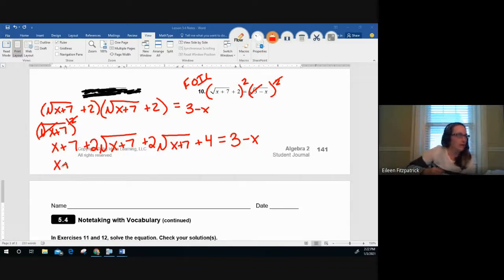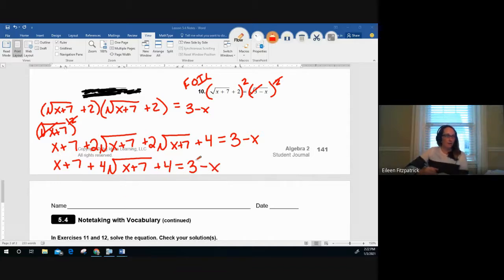So you have x plus 7 plus 2 root x plus 7 plus 2 root x plus 7. They are like radicals. Add their coefficients to get a 4 root x plus 7 is equal to, I forgot the 4 on the tail end. Sorry. Go back. Plus, don't forget this plus 4. Almost jumped over it. Plus 4 equals 3 minus x.